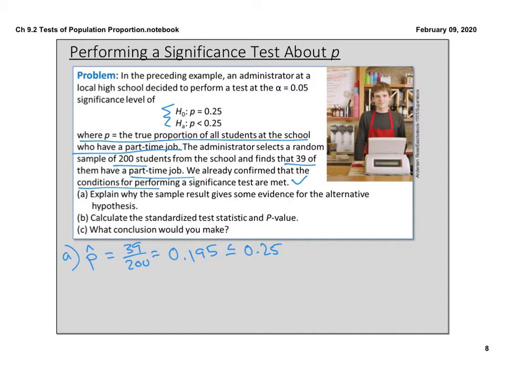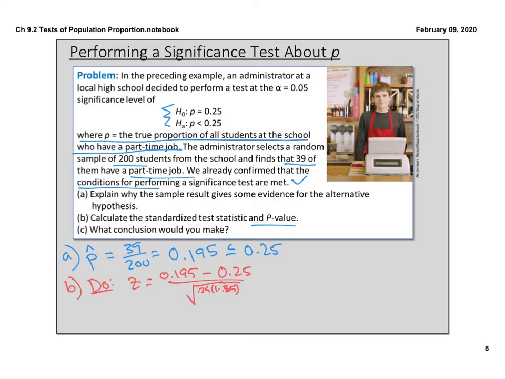Then it says calculate the standardized test statistic and the p-value. This would be in our whole statement. This is like your do step. So the standardized test statistic looks like this. I would do a z of 0.195. It's always data minus mean over standard deviation. In the standard deviation, I have the 0.25 times 1 minus 0.25.